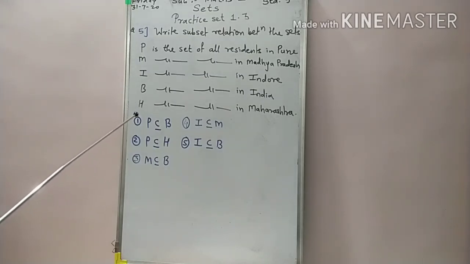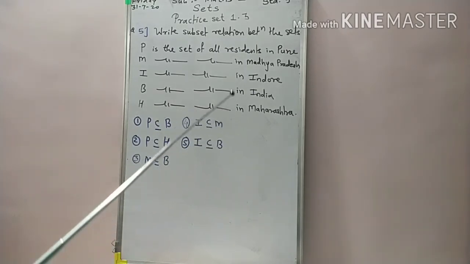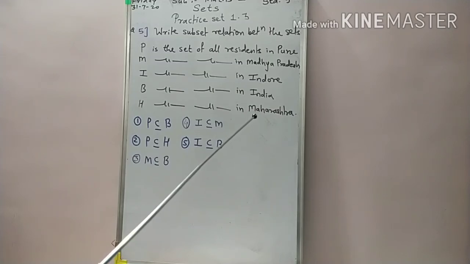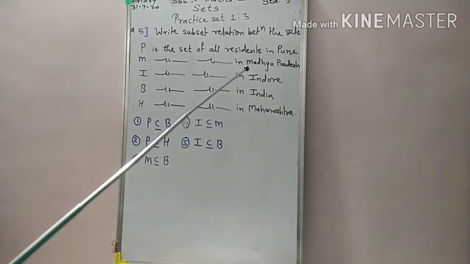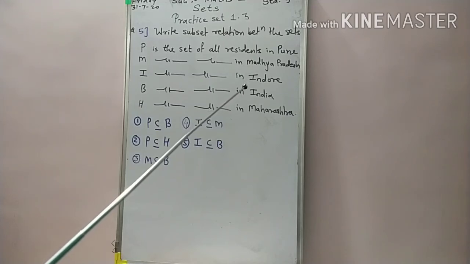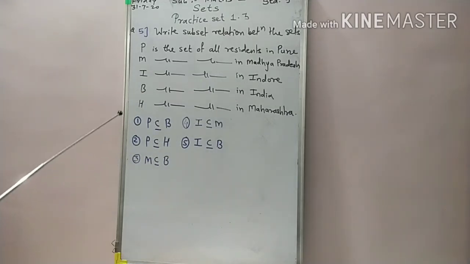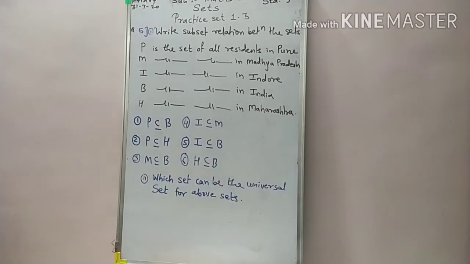Okay, students? Now Maharashtra, H, residents in Maharashtra. All the residents in Maharashtra are not in Pune, not in Madhya Pradesh, not in Indore, but all the residents of Maharashtra are the residents of India. So all the people who are residents of Maharashtra are also in India. So H is what? A subset of B. Like this we can write down the subset relations.